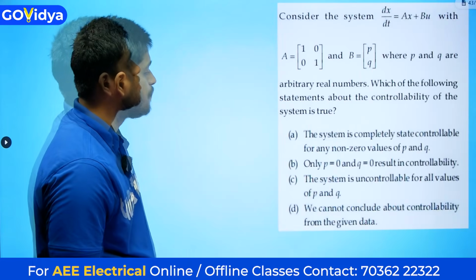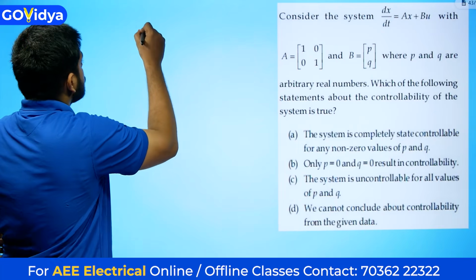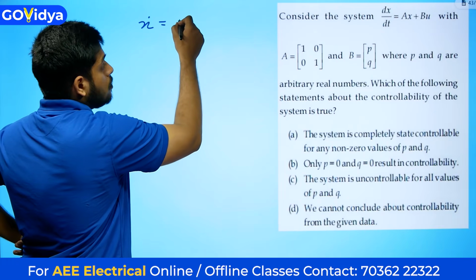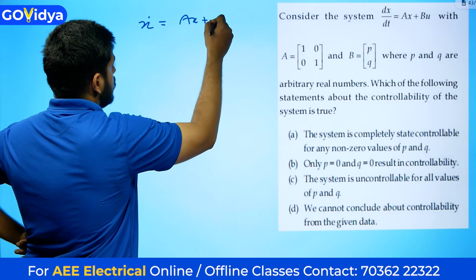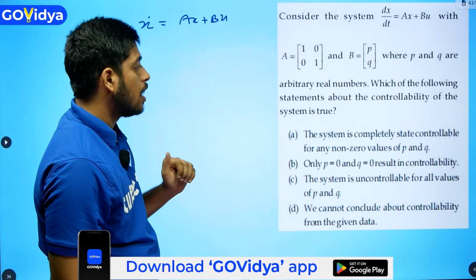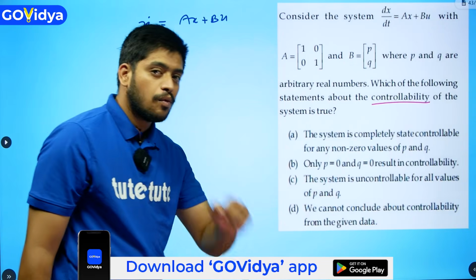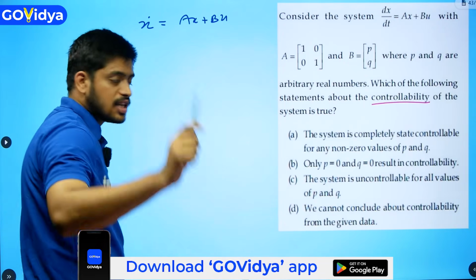Next question is given as some equation. Consider dx by dt, which is nothing but x dot equals Ax plus Bu. It is given in this form. A is given, B is given, arbitrary. Which of the following statements are true about controllability? What is the formula of controllability? Just keep it in mind.